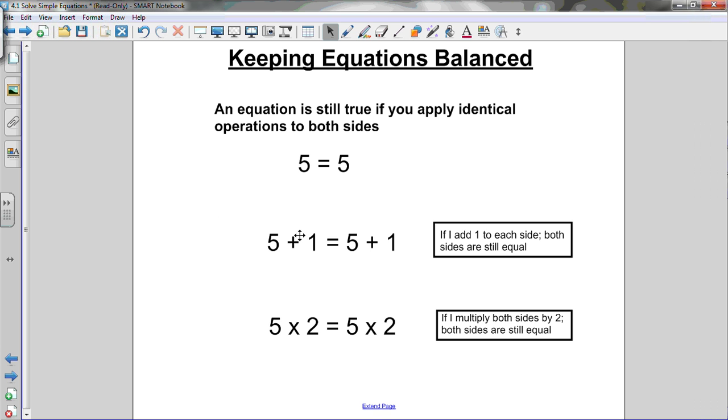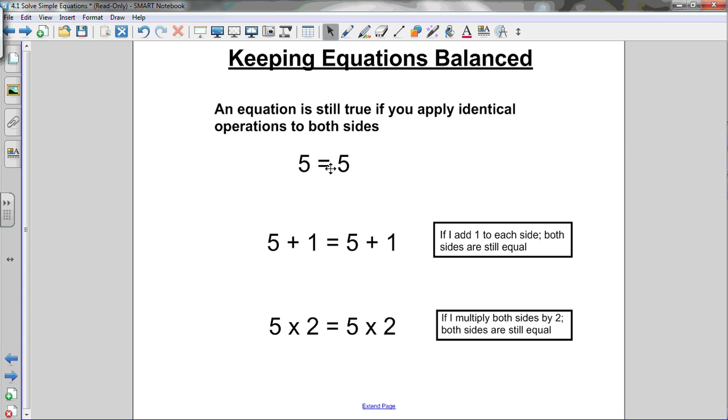Before I go ahead and show you how to solve an equation using the balance method, I'm just going to show you a quick demonstration of why the balance method works. I'm going to show you using an equation that doesn't have any variables, so we can easily see what's happening. If you read here, an equation is still true if you apply identical operations to both sides. So as long as you keep it balanced by doing the same thing to both sides. Let's take a look at that.